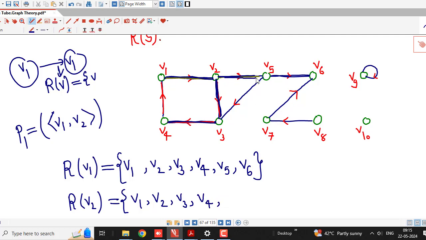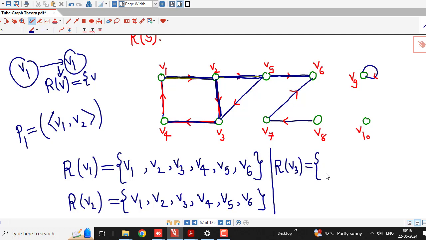v5 is reachable from v2, so we include v5 also. And for v6 also we have a path, and v7 is not reachable from v2. v8, v9, v10 all are not reachable from v2. This is the reachable set of v2. Now we write the reachable set for vertex v3.